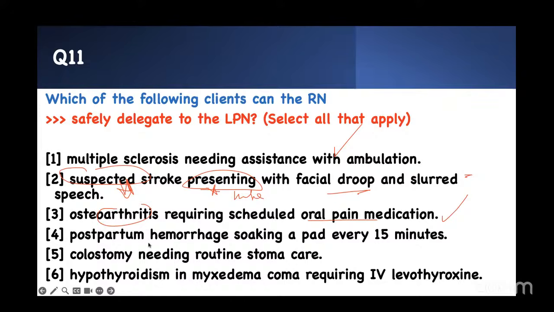And a postpartum hemorrhage patient is soaking the pad every 15 minutes. This is hemorrhage, unstable. This can lead to shock. I don't think we should let them take care of it. Colostomy patient, they can take care of colostomy. Needs routine stoma care. I think it's fine. And if you have myxedema coma, yeah, that's not good. That's not good. That's the 11th question, test taking strategy.